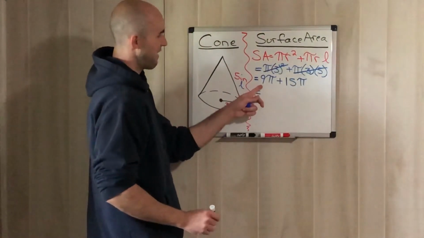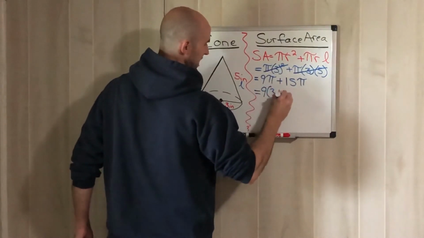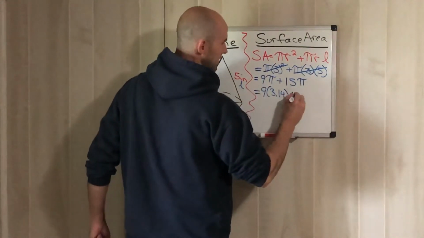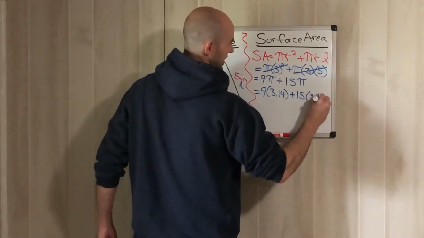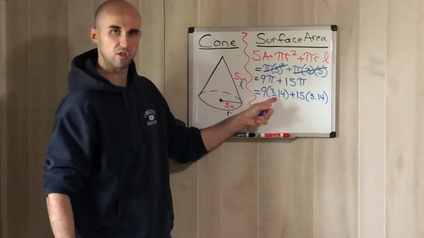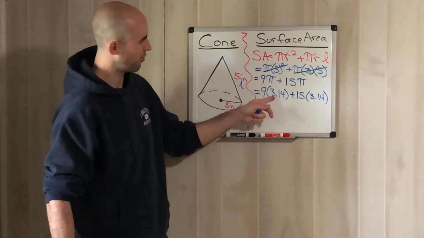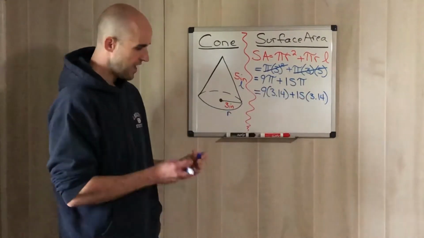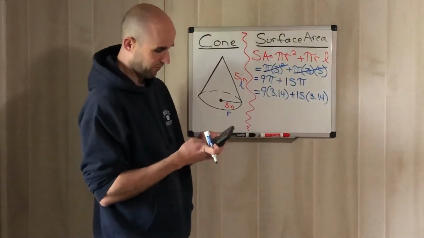So we know that we have 9. And we know that pi is 3.14, right? So we would do 9 times 3.14 plus 15 times 3.14. And again, all I did was wherever there's pi, just substitute the estimate for 3.14. So we did 9 times 3.14 plus 15 times 3.14.